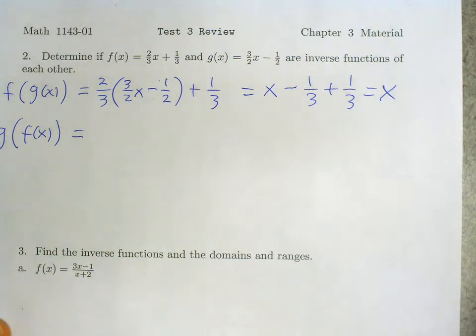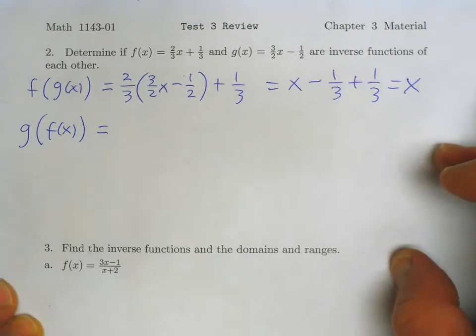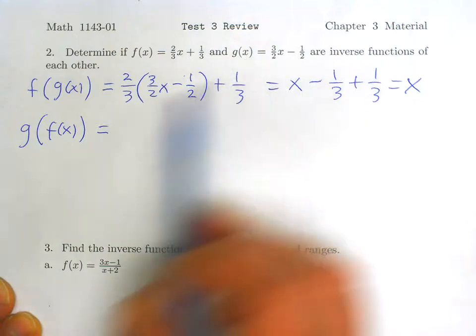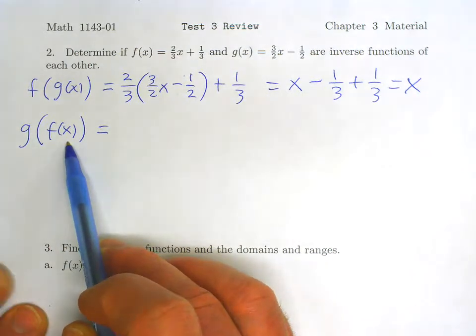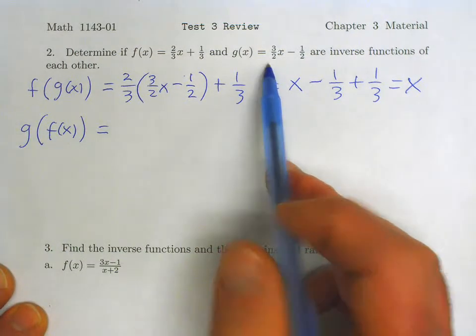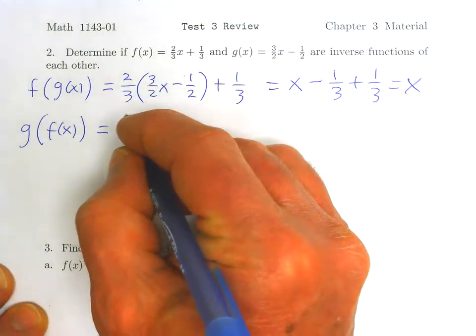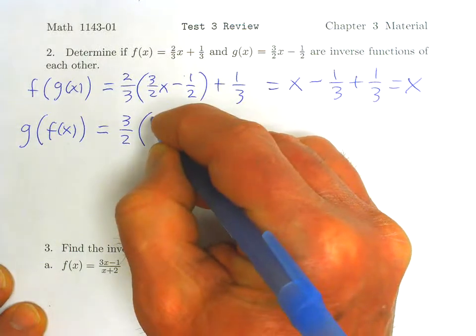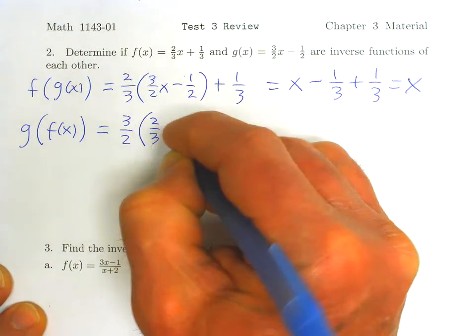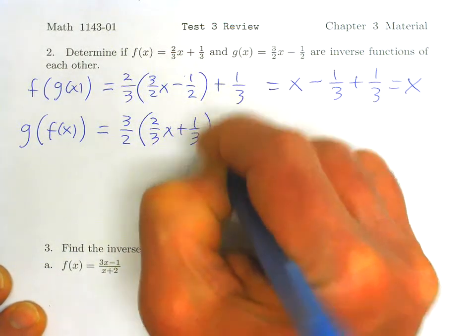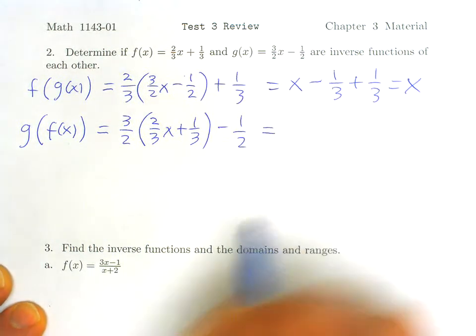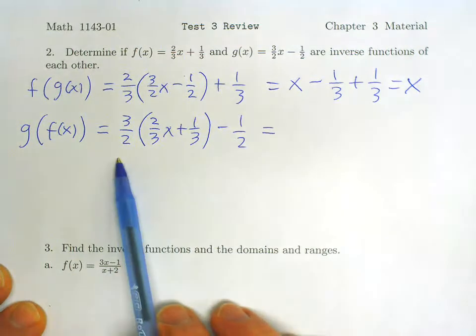So g of f of x, this time in the function g, we're going to replace every x with what f of x is. So g of x is 3/2 x minus 1/2. So g of f of x is 3/2 times f of x, which is 2/3 x plus 1/3. And then we have a minus 1/2 on the outside. And then do the algebra and arithmetic.